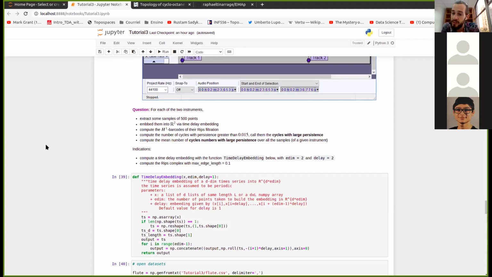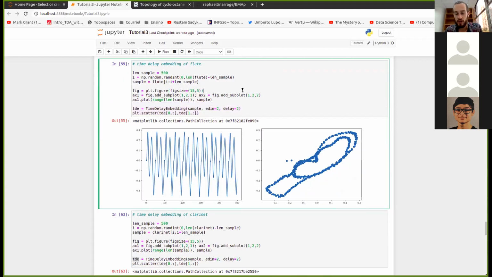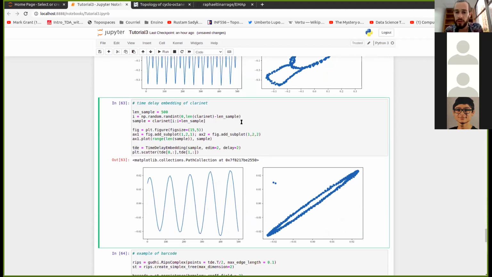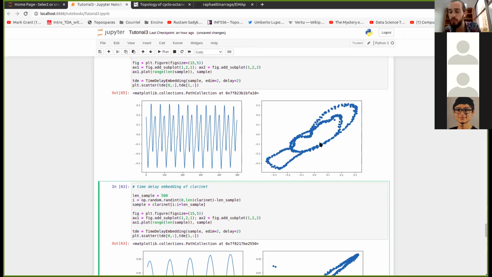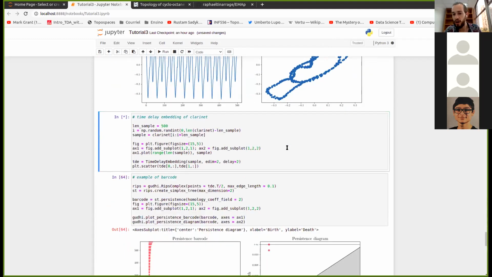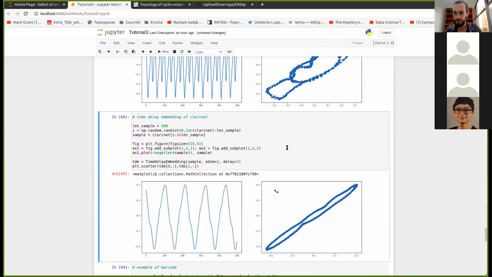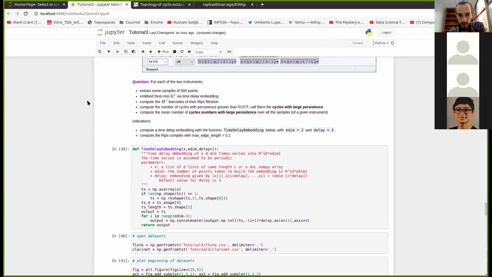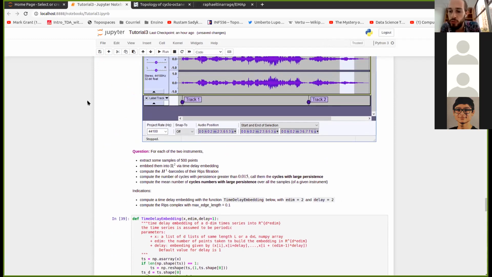The idea is that we will find two very different values for the clarinet and the flute. The clarinet will have a lot of persisting cycles, while the flute, this is the flute, is topologically more complicated than the clarinet, which looks like circles every time. Okay? I'll give you 5 to 10 minutes, and you can ask me in the chat if you want some help.